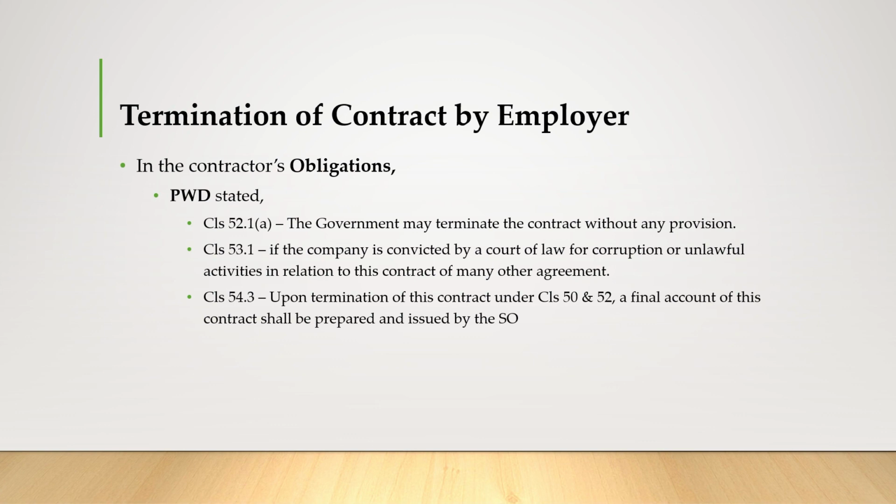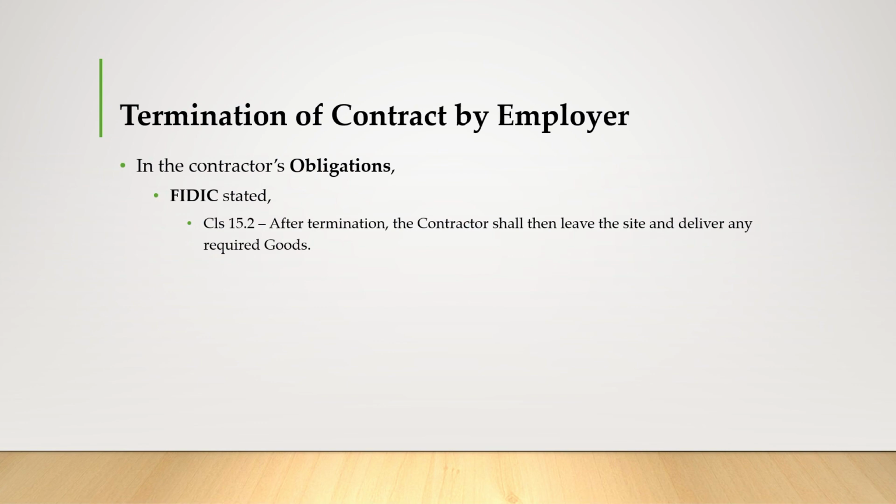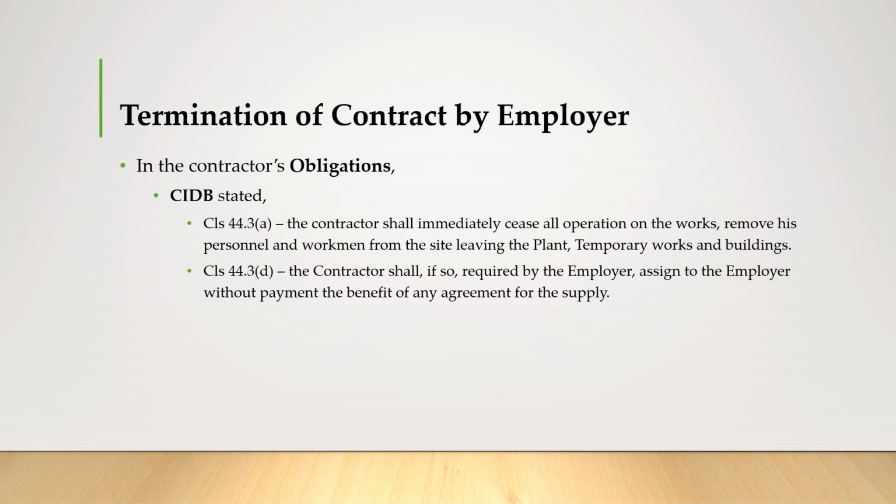In clause 54.3, upon termination of this contract under clauses 50 and 52, a final account of this contract shall be prepared and issued by the SO. And in FIDIC, it is stated in clause 15.2, after termination, the contractor shall then leave the site and deliver any required goods. And in CIDB, the contractor's obligation is stated in clause 44.3 A and D.